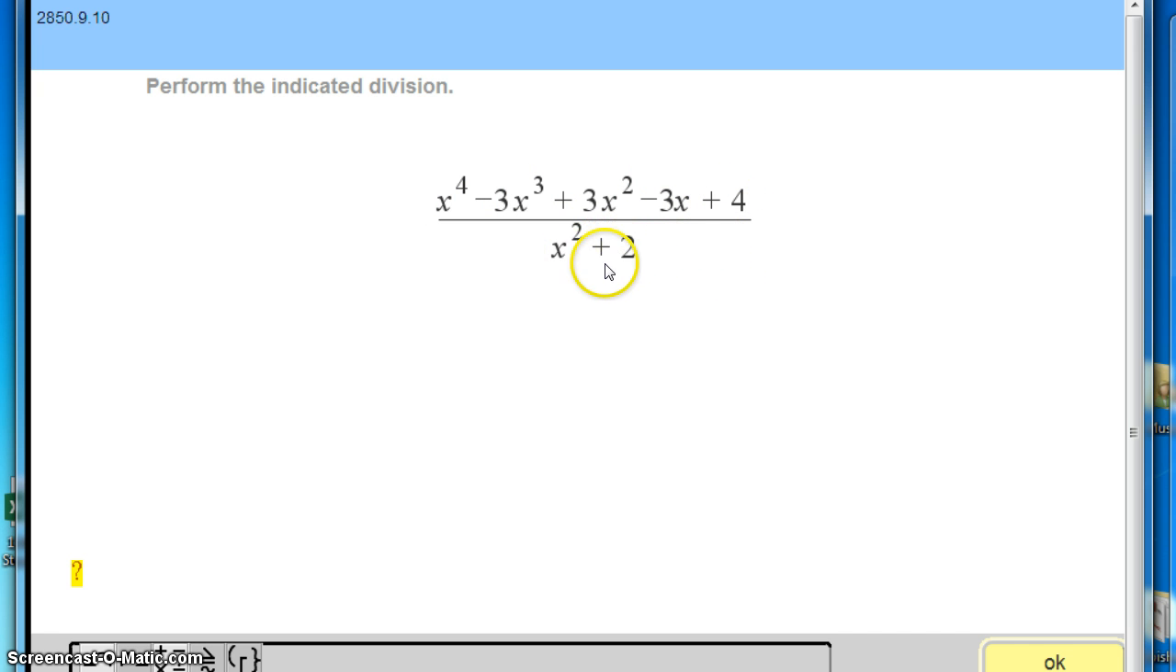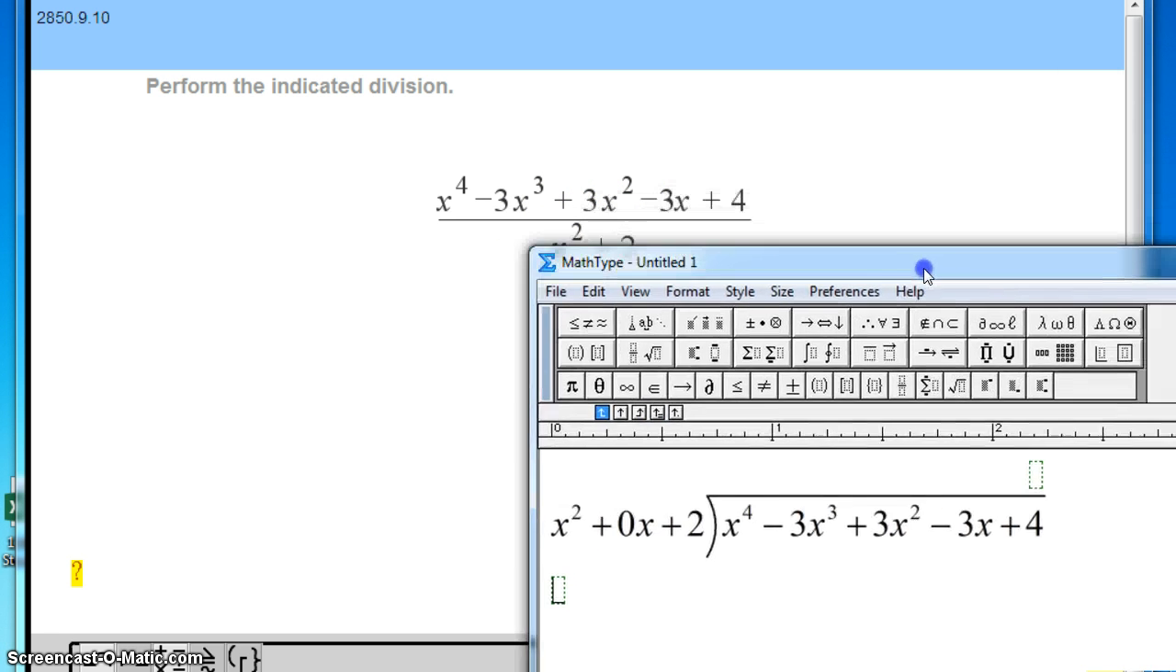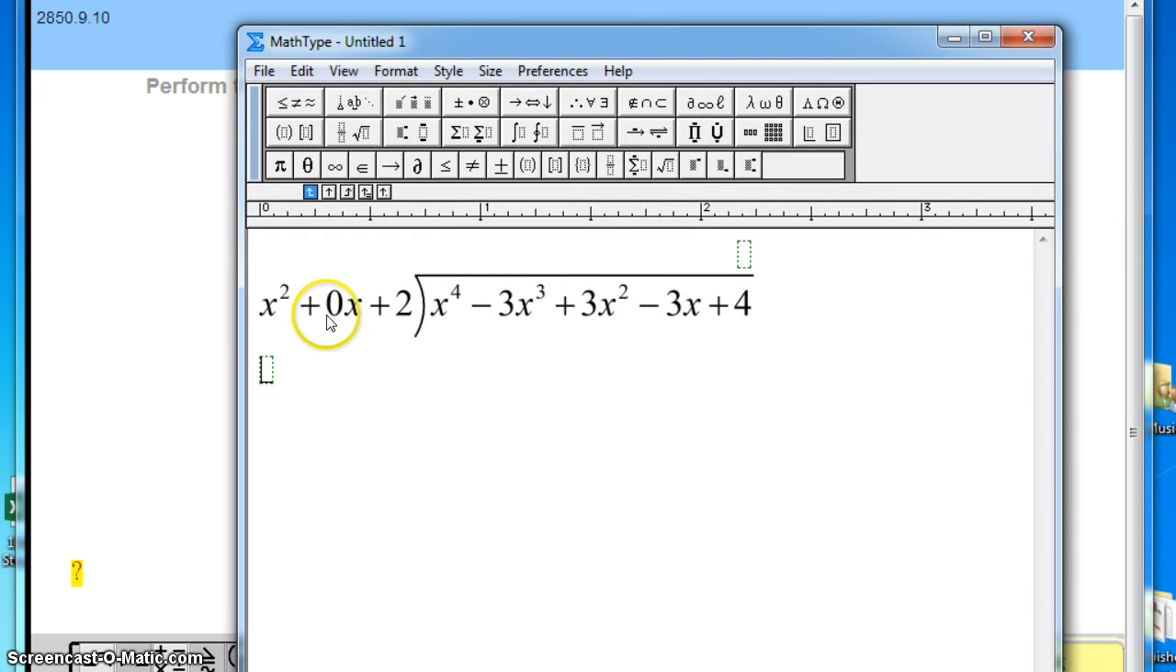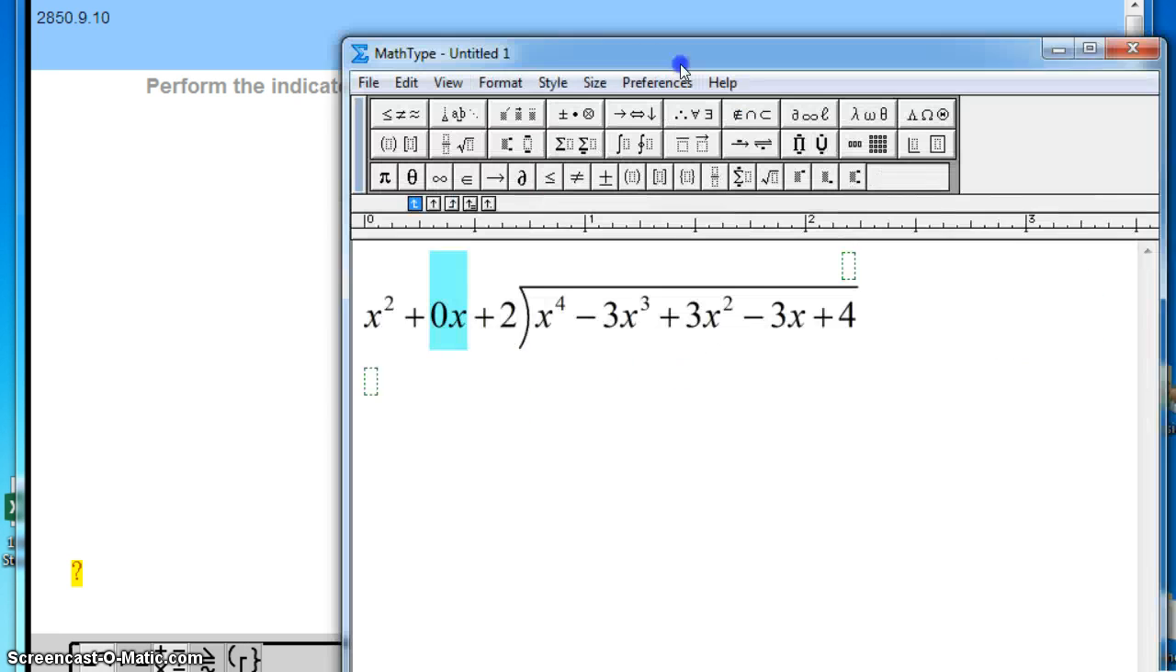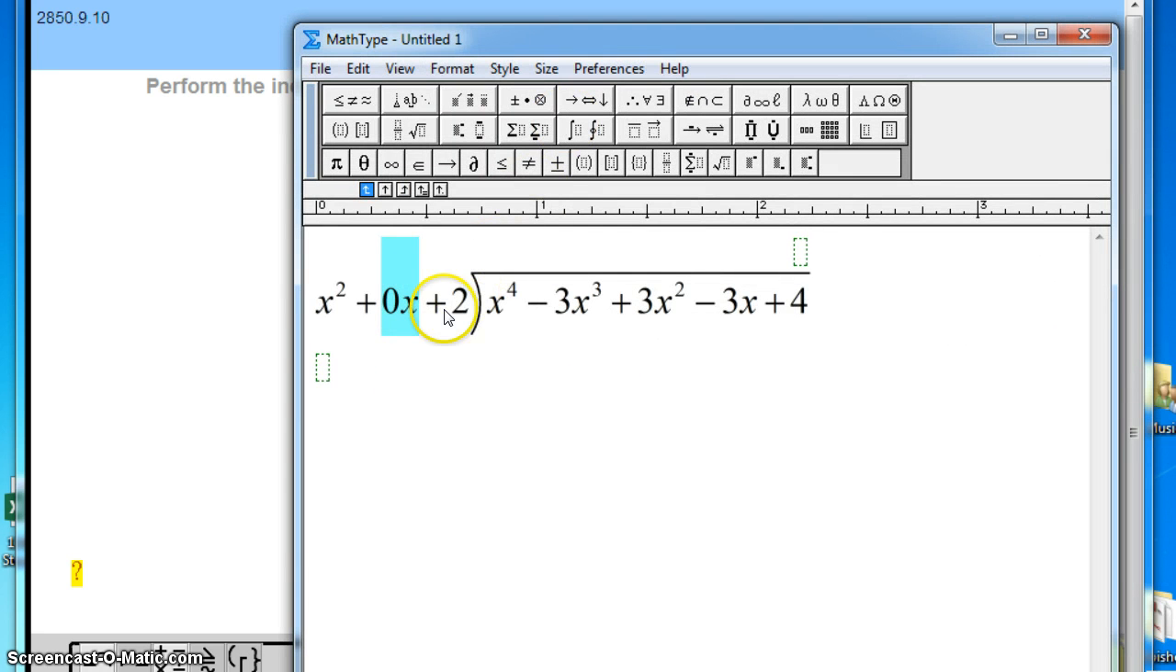And a question I got is, what do you do when you have no x term here? So you see we just have x squared plus 0x plus 2. And this would apply to the numerator as well. But we're going to set this up as a long division problem, so I already wrote that out here, and we're going to include the 0x here. See, there's no 0x there, but that's what you'll include to keep the place. And you'll see how that works out.